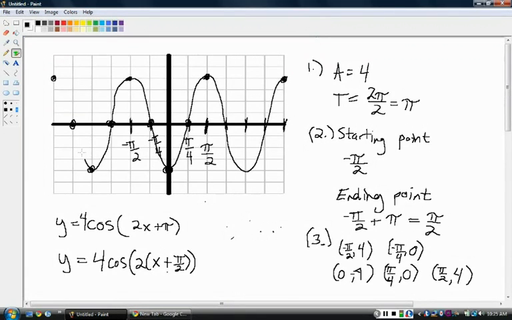Continue a couple more cycles. Okay, and that's a cosine curve for cosine 2x plus pi. Okay.